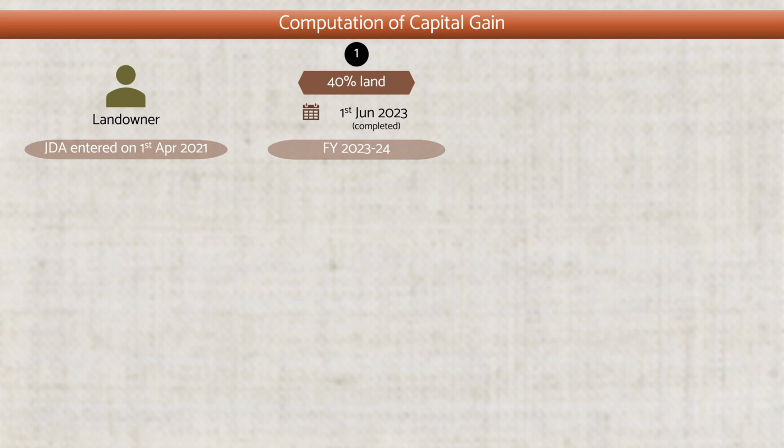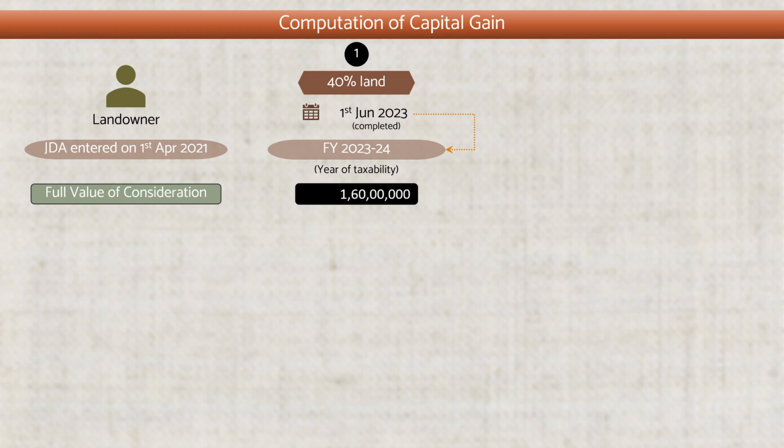So, this is part of the financial year 2023-24. So, year of taxability would be FY 2023-24. So, we have understood the second term, year of taxability. Full value of consideration we have just computed, it is rupees 1.6 crore.